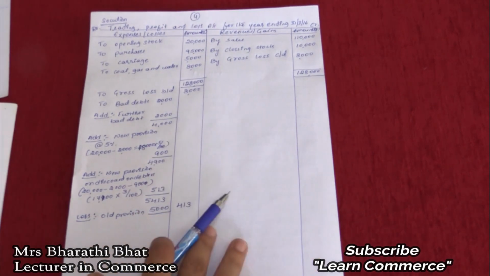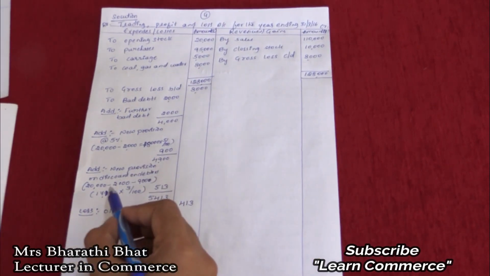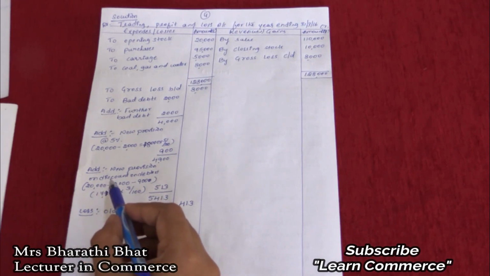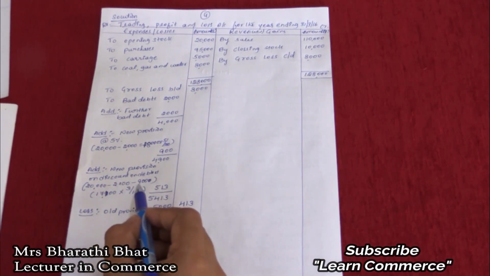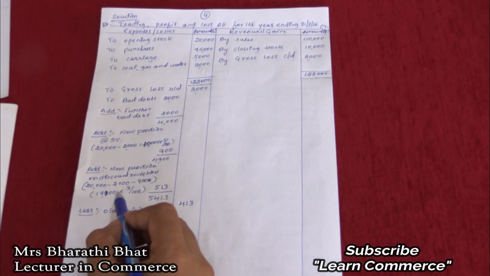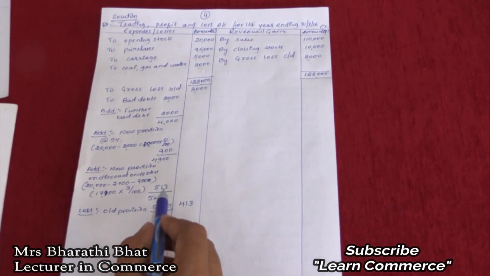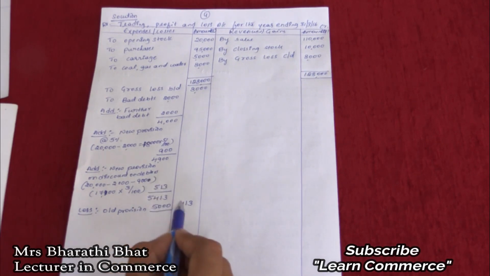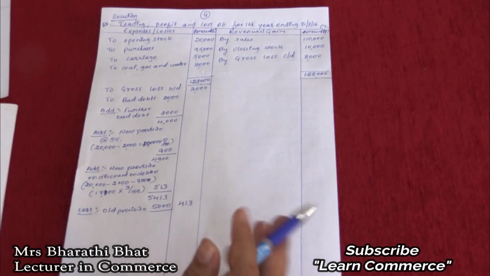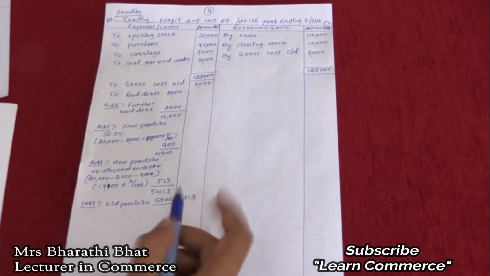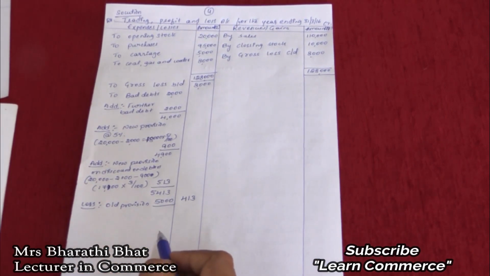Then again, if discount on debtors is given, we have to deduct the further bad debt and the new provision amount. For the remaining amount, we can calculate the discount on debtors, write the amount in the inner column, and then finalize the amount. Then if any old provision is given in the trial balance, you have to deduct it from these amounts. Then you can write the amount in the amount column. So the remaining amount is only 413.